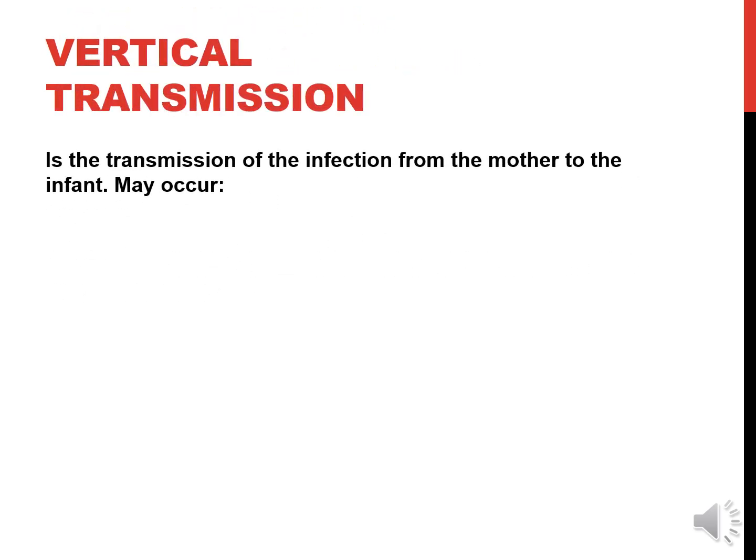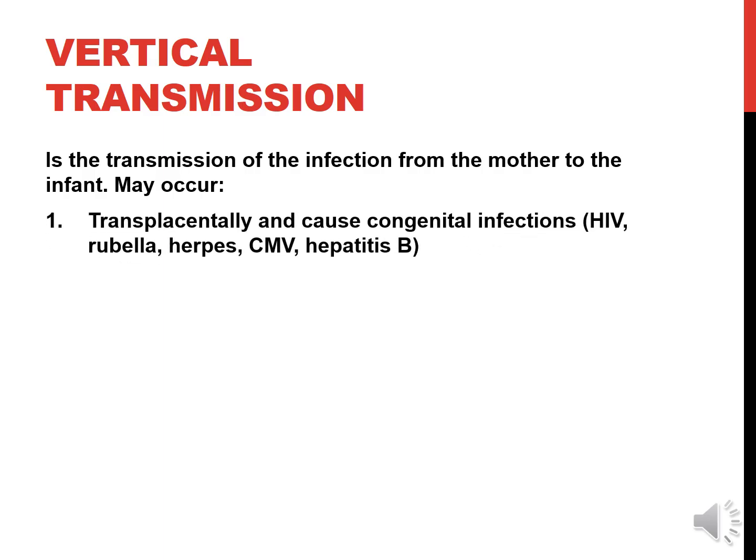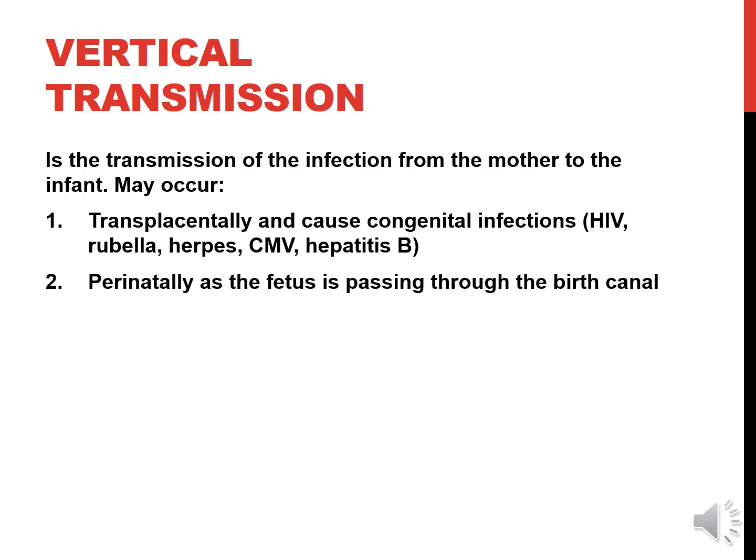Next is vertical transmission. It is the transmission of infection from the mother to the infant, which may occur transplacentally and may cause congenital infections like HIV, rubella, herpes, CMV, the cytomegalovirus, and hepatitis B. It may also occur perinatally, as the fetus passes through the birth canal, or through lactation, etc.